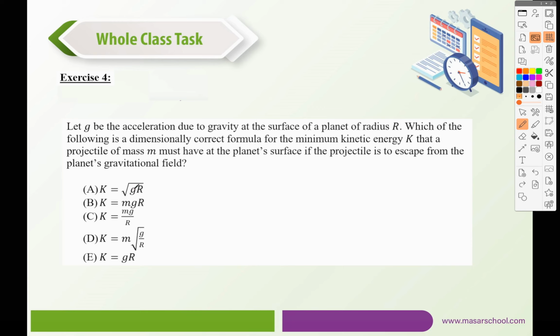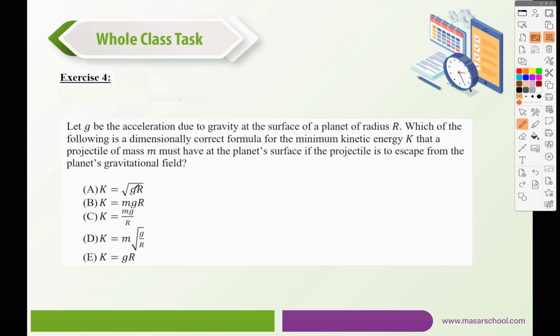Now kinetic energy is given by half mv square, and the unit would be kilogram meter square per second square. Now here, because we're talking about a specific system, the formula of kinetic energy would be different, but the units should be the same because we're talking about a unique quantity, which is energy. Now let's start with the first one, the radical gr.